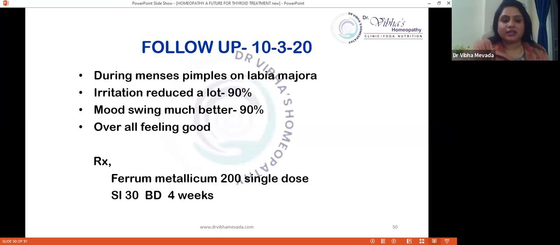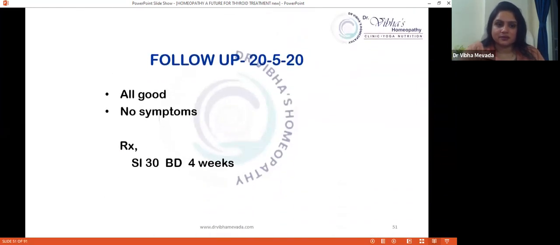Because the symptom reappeared, and that pimple is so painful for her, she wants to get out of this pain quickly. I repeat the same medicine with the same potency, Pyrametallicum 200 single dose again, and put her on SL for the next 4 weeks. And in the next follow-up, everything will be better.